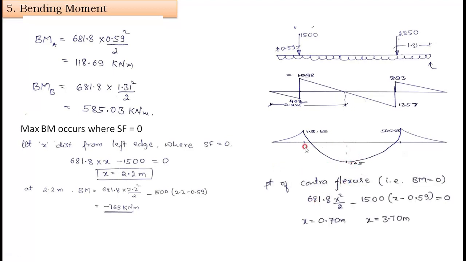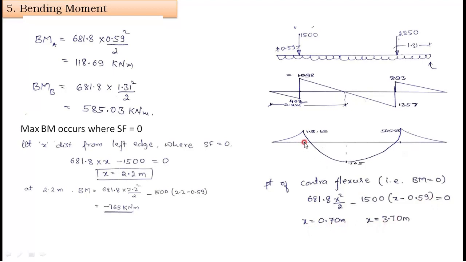Now, the contraflexure points are here. These points we will require when we go for detailing. Therefore I will talk about that later, but I will calculate it now. I will consider from this end to this end at x distance, then 681.8 into x square by 2, minus 1500 into x minus 0.59. I will get x equal to 0.70 and 3.70.